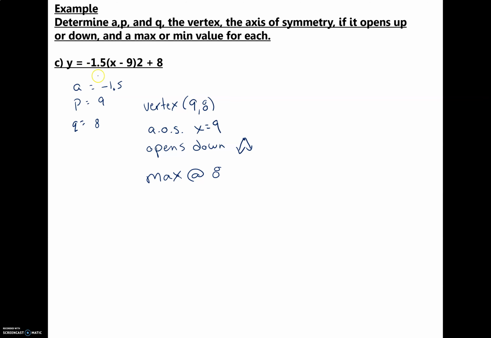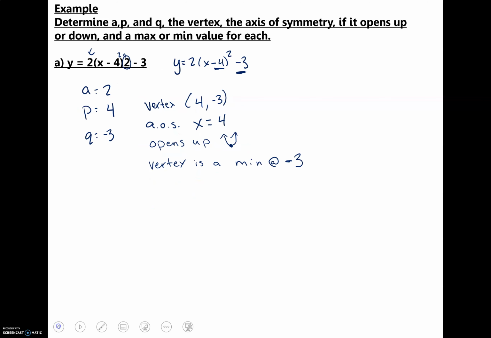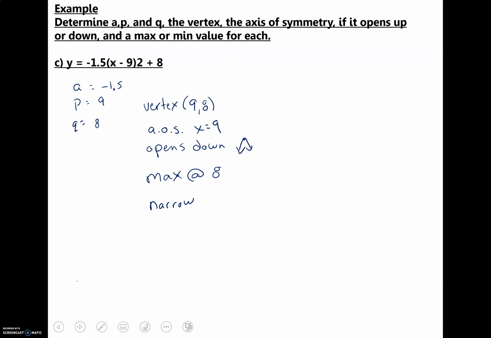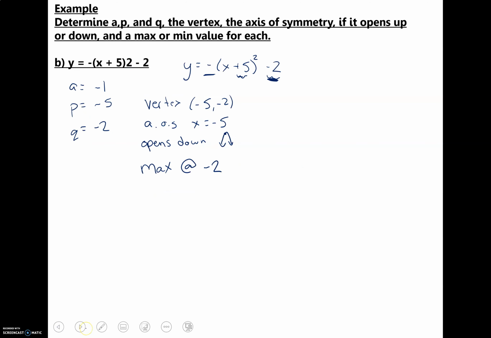And even for practice, we could have talked about the size of that quadratic function. So because that a value is 1.5, that value is greater than 1, and we don't care if it's positive or negative, we're just looking at the number, this graph is going to be narrow. And if I just back it up to those last examples, because this is good practice, here the a value is 2, that's greater than 1. This is also a narrow graph. And here it is, this guy here, a value is 1. This is normal. Remember, we don't care about the signs, we're just looking at the number.